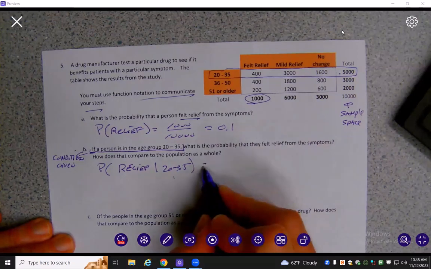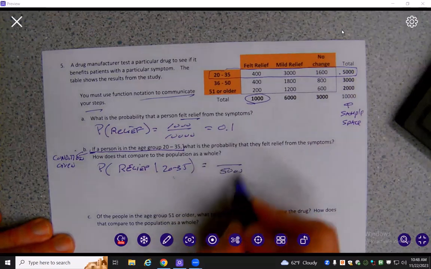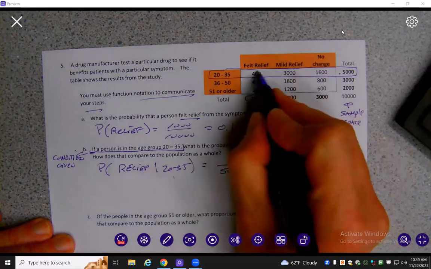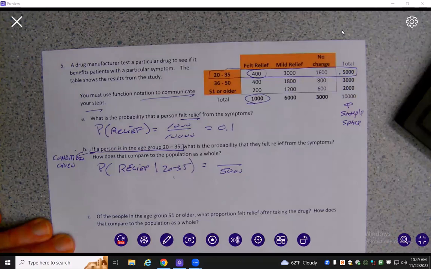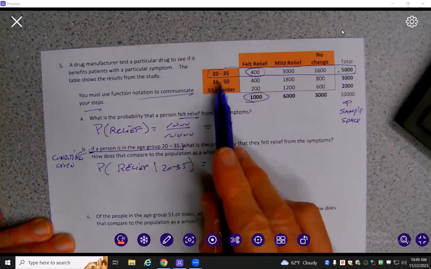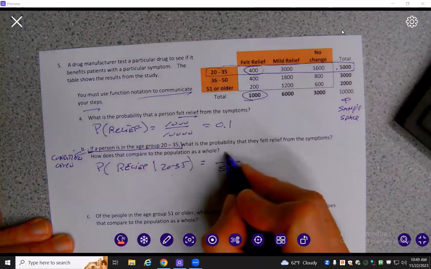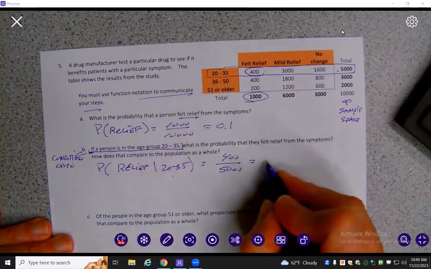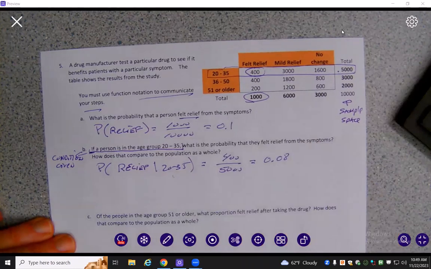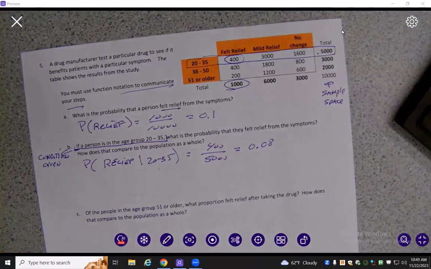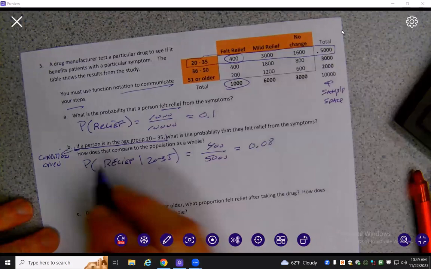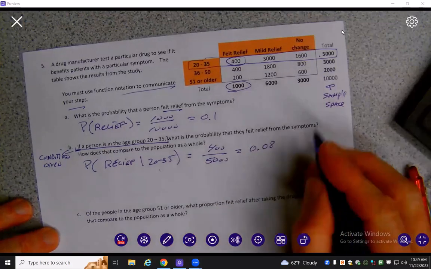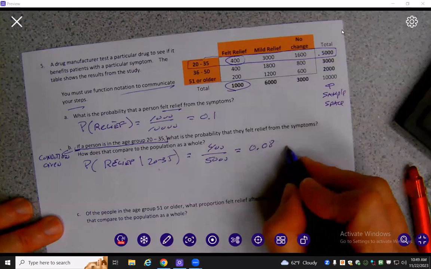So that population now consists of only 5,000, of which only 400 felt relief. So in the age group 20 to 35, only 400 felt relief. So now, if I were to calculate this, it gives me 0.08. So 8% of the population felt relief. How does that compare to the population as a whole? Well, notice the probability went down.